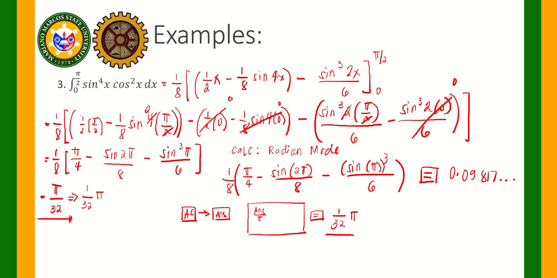Okay? So, manually na lang yung pag-substitute mo dito kasi kapag ginawa mo sa calculator, magka-cancel lang siya and babalik ka lang dito sa decimal value. So, that is what you will do sa inyong examinations. Okay? So, that is example number 3. So, pi over 32 yung sagot.